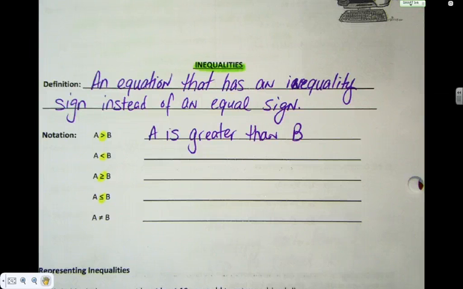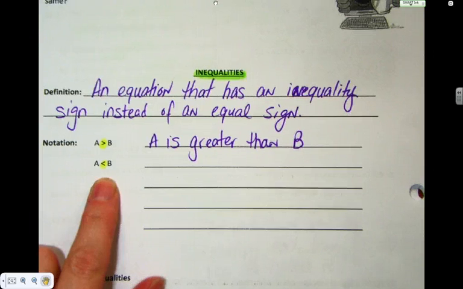Why do we need to know this? Well, there's lots of things in the world that aren't equal. Who is older, me or you? My age is greater than yours. That means your age is less than mine. Who probably has more money in their bank account, me or you? That makes me really sad, but it's probably you. So your bank account is greater than mine. So there's lots of things in the world that aren't equal to each other. That's why we're looking at inequalities.